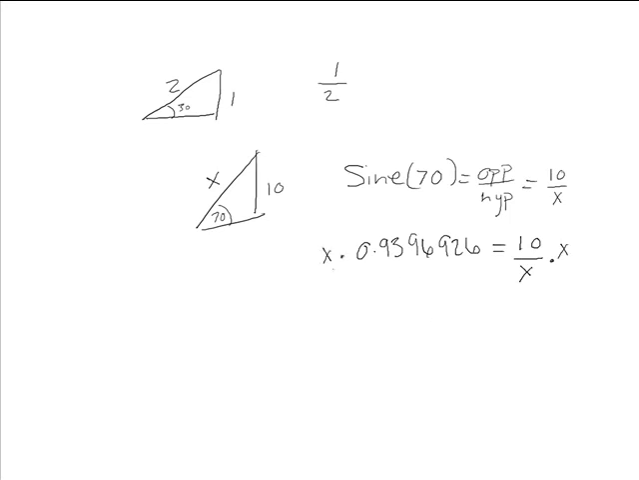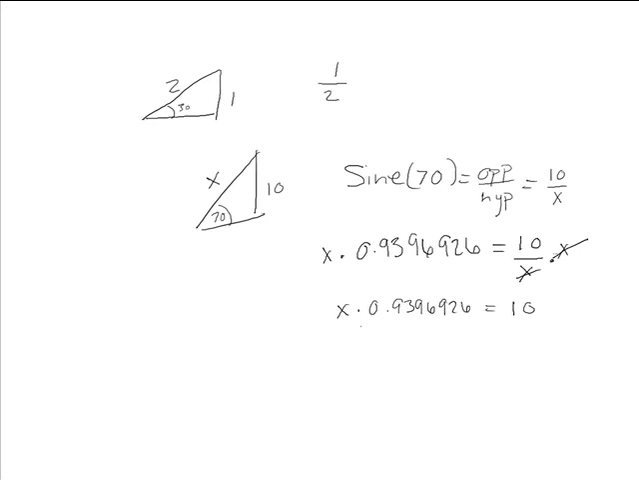Remember that as long as you do the same thing to both sides of the equation, then algebraically it's okay. That's what this equal sign says: anything we do to this side, we also have to do to this side. So now we've got x times 0.9396926 is equal to 10. Remember that anytime we have something in the numerator and the denominator, we can cancel it out. So I can cross out those two.